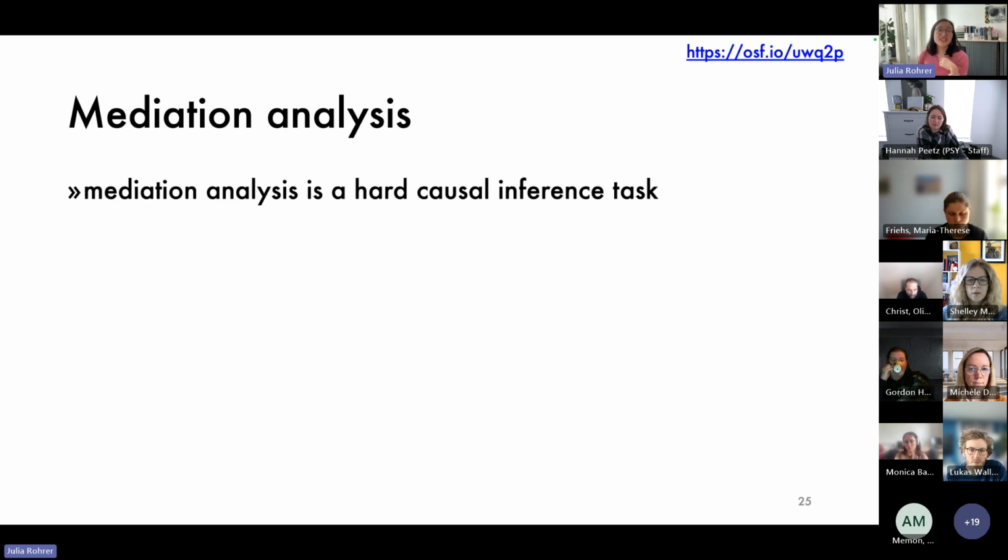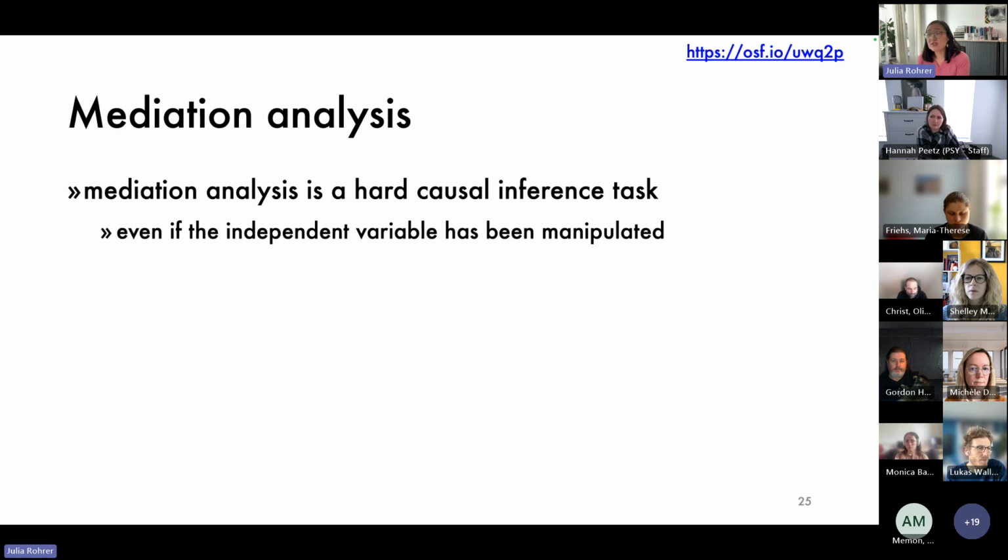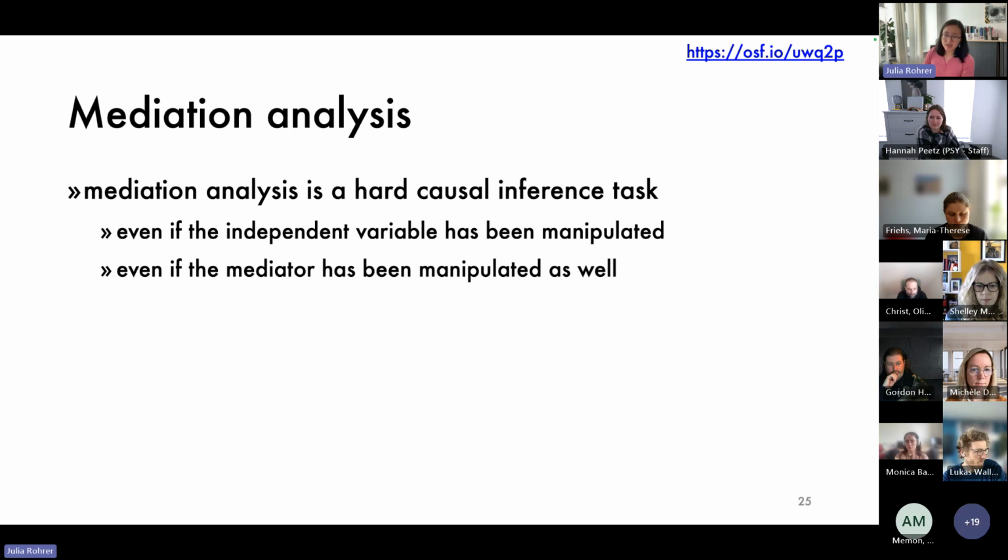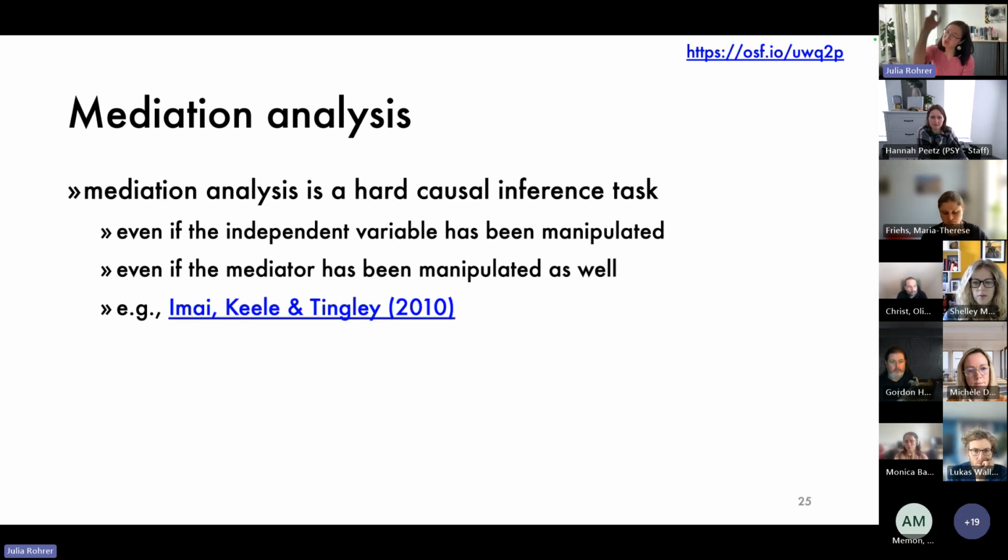So, which is all just to say, mediation analysis is a very hard causal inference task. And that holds even if the independent variable, which was eating ice cream, has been manipulated. And actually, it still kind of applies if the mediator has been manipulated as well. So that changes a couple of things. Fully experimental mediation analysis is its own problem, but you still need strong assumptions to chain together the causal effects in the right manner.